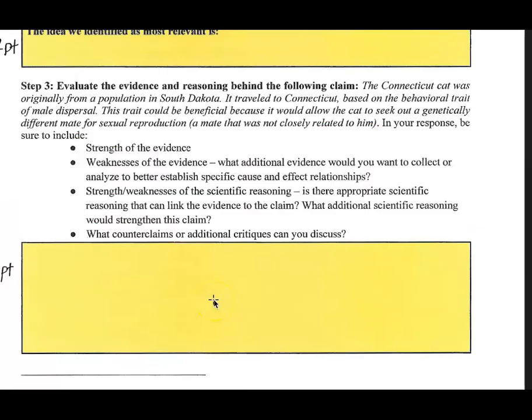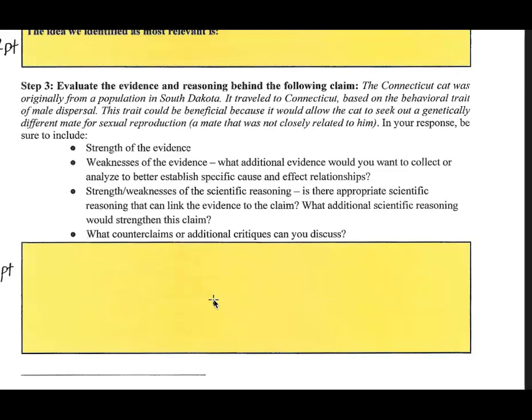In this last part, it says evaluate the evidence and reasoning behind the following claim. The Connecticut cat was originally from a population in South Dakota. We know that. It traveled to Connecticut based on the behavioral trait of male dispersal. Well, that was our biggest idea, or my biggest idea above, meaning it was looking for a mate. This trait could be beneficial because it would allow the cat to seek out a genetically different mate for sexual reproduction, meaning a mate that it was not closely related to him.